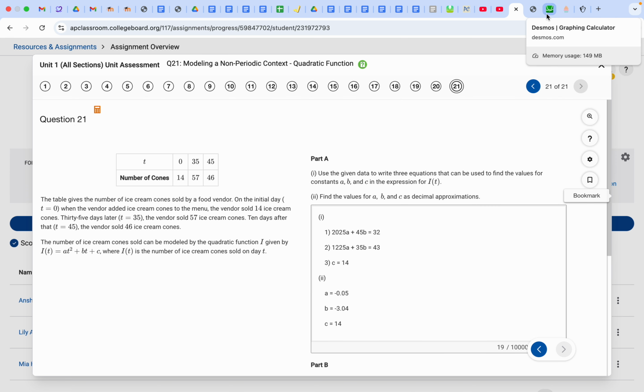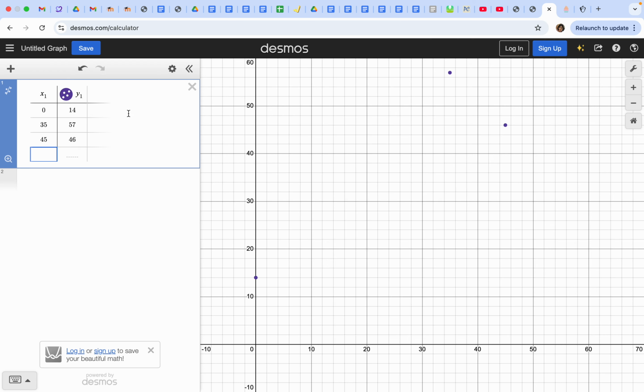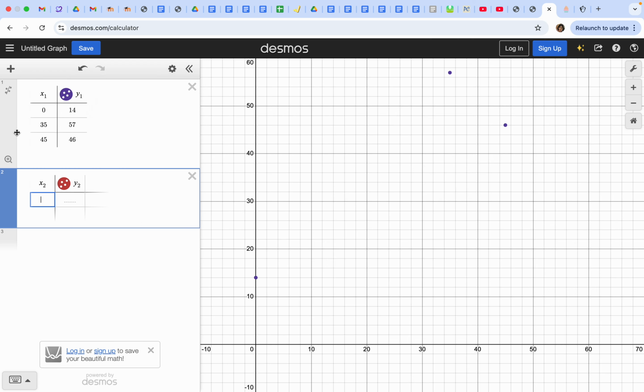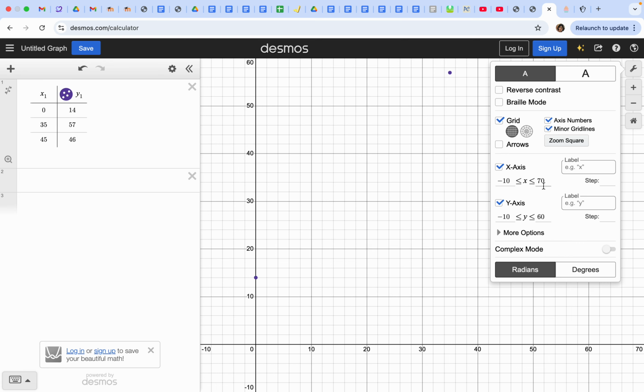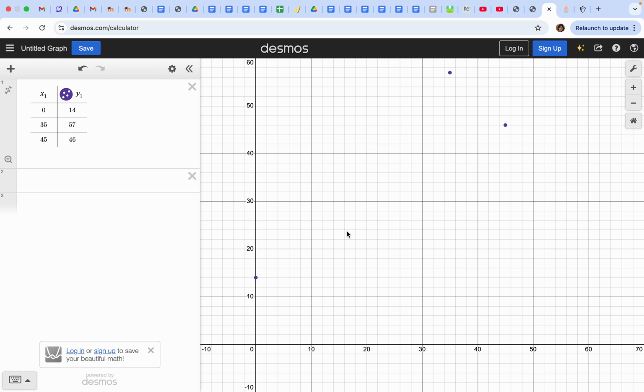So if I was solving this, I would want to see it. If you go to the little plus sign in Desmos, you can click on a table. I already put the data in real quick, but you enter 0, 14, 35, 57, and 45, 46. And I went up here to the little wrench, and I wanted this to go out to 70 days and go up over 60 ice creams so I could see all these points. And it's very clear that we have some sort of parabola going on.